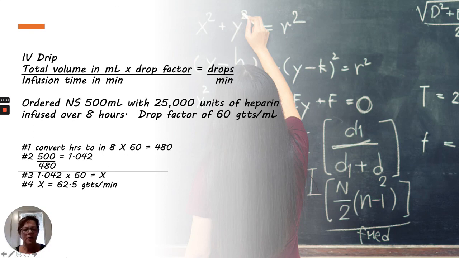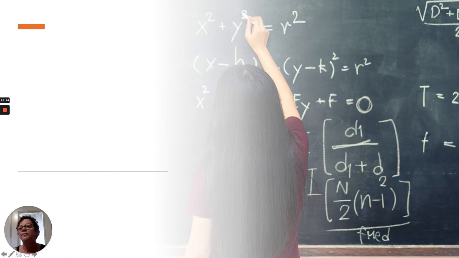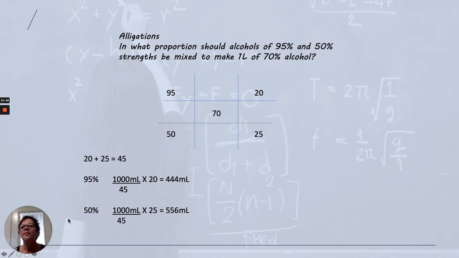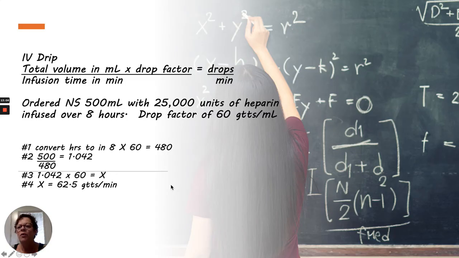I know I've got 1,000 as the total milliliters because 1,000 milliliters equals a liter. So to figure the 95%, I'm going to multiply 1,000 milliliters over 45 times 20, and I'm going to get 444.